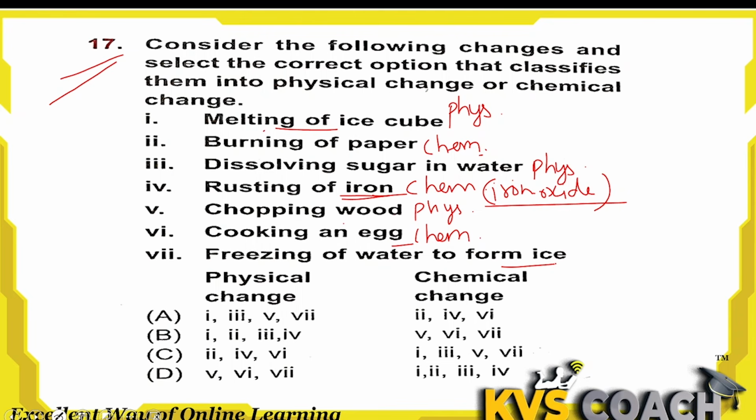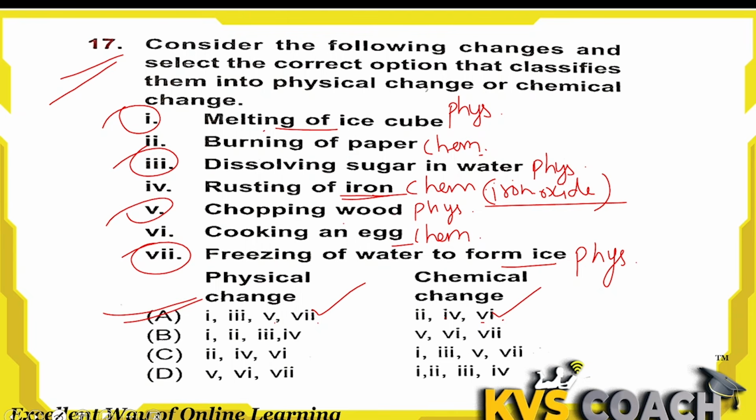Freezing of water to form ice is a physical change. We can make water again from the ice. So this is a physical change. So here 1, 3, 5 and 7 are physical changes, and second, fourth and sixth are chemical changes. So A is the right answer here.